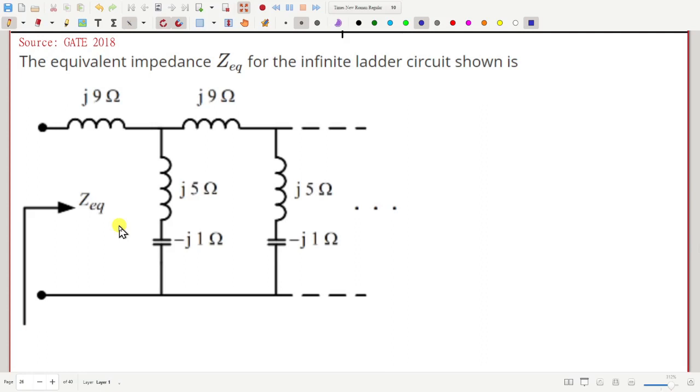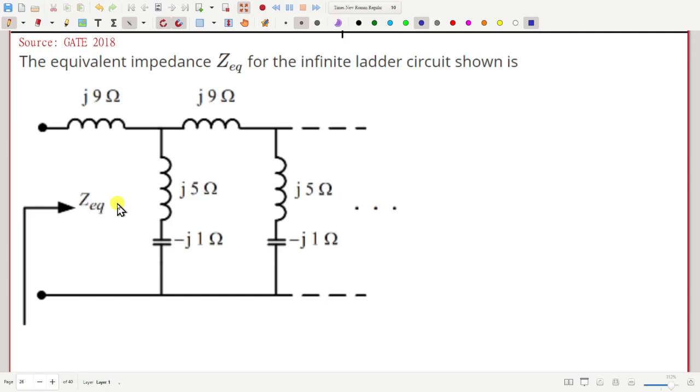Okay, so we have an infinite ladder circuit. This same pattern repeats up to infinity, and how much is this ZEQ, equivalent impedance seen from the left side? As I told you earlier, it is not necessary that in all questions complex numbers will have overlines. It is easy to put overlines to distinguish complex numbers from real numbers, but it is not necessary that we always put them.